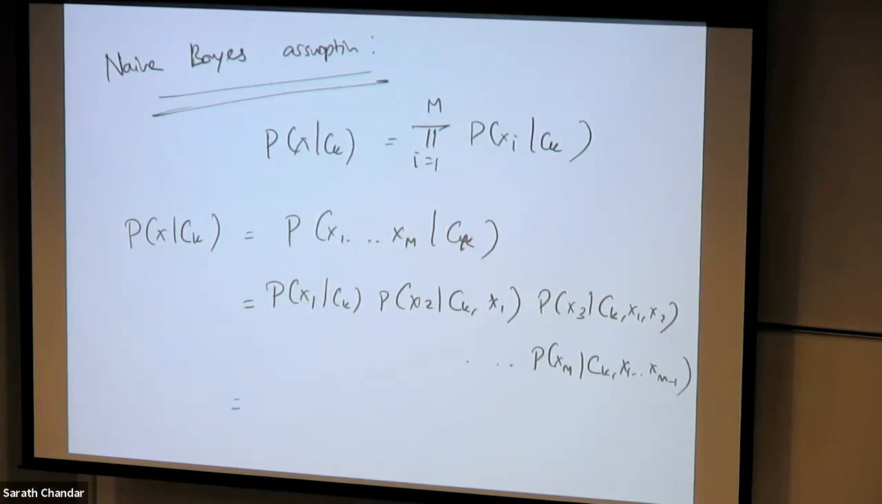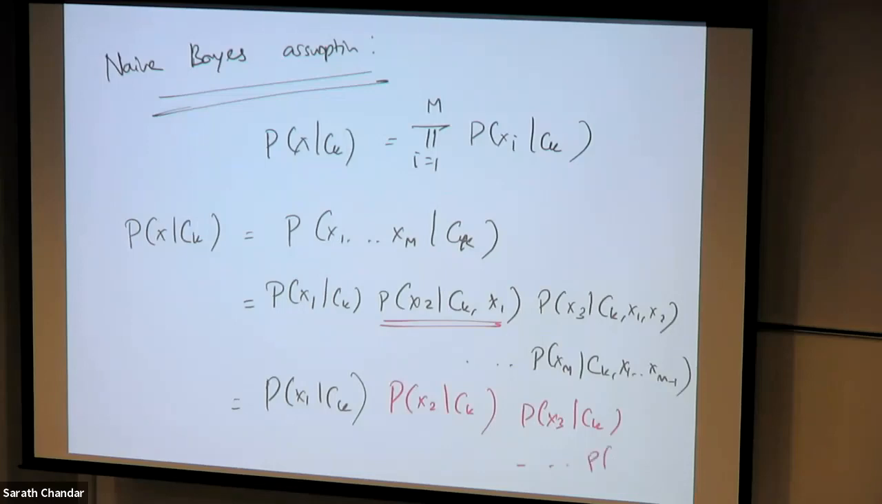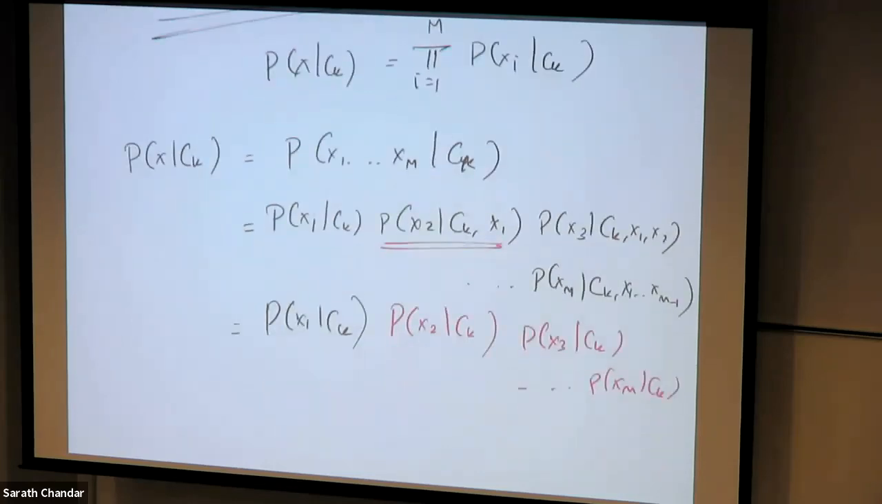Now I can make the naive-Bayes assumption. By the naive-Bayes assumption, I know that the second term, P of x2 given Ck, x1, is just P of x2 given Ck, because I know x1 and x2 are independent given Ck. Similarly, I know x1, x2, and x3 are independent given Ck. So this becomes P of x3 given Ck, up to P of xm given Ck, or the product over i is equal to 1 to capital M, P of xi given Ck, right? So now I have m different binary random variables.